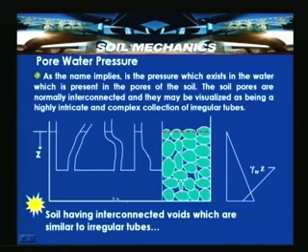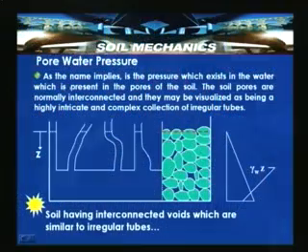In that case, what will happen is that at each and every point the water pressure is 0, and the water pressure is equivalent to this particular distribution. So, soil having interconnected voids which are similar to irregular tubes, when they are filled, below the groundwater table, at a certain depth the pressure is equal to 0, and below that the pressure increases as we go away from the groundwater table surface.